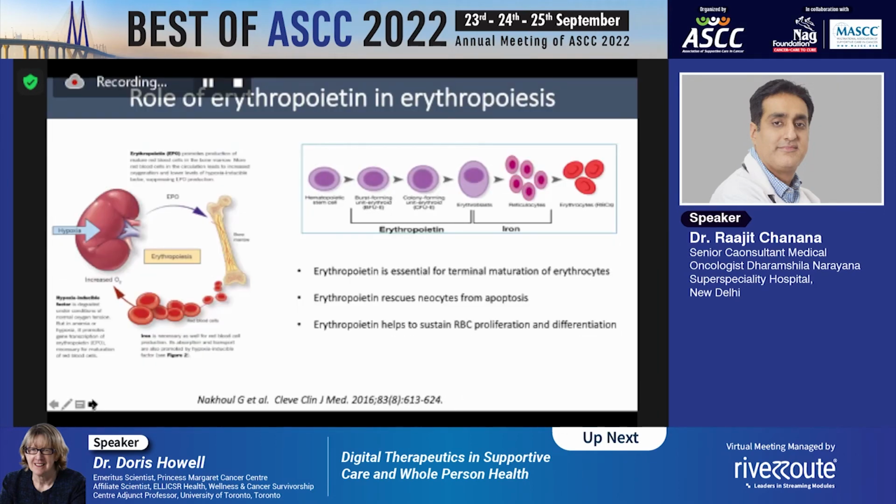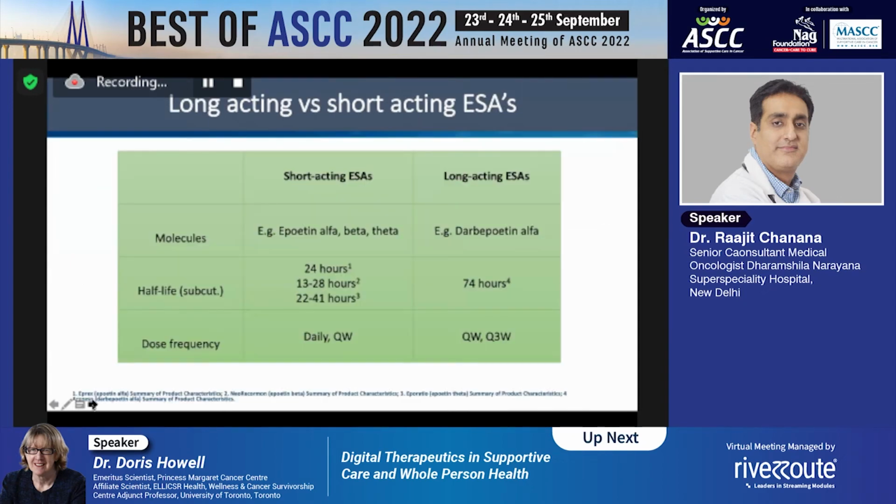Okay, so role of erythropoietin in erythropoiesis. So that is the last part of my presentation. So erythropoietin promotes production of mature RBCs in bone marrow, and more red blood cells in circulation leads to increased oxygenation. And erythropoietin is essential for terminal maturation of erythrocytes. Erythropoietin rescues neocytes from apoptosis, and it helps to sustain RBC proliferation and differentiation.